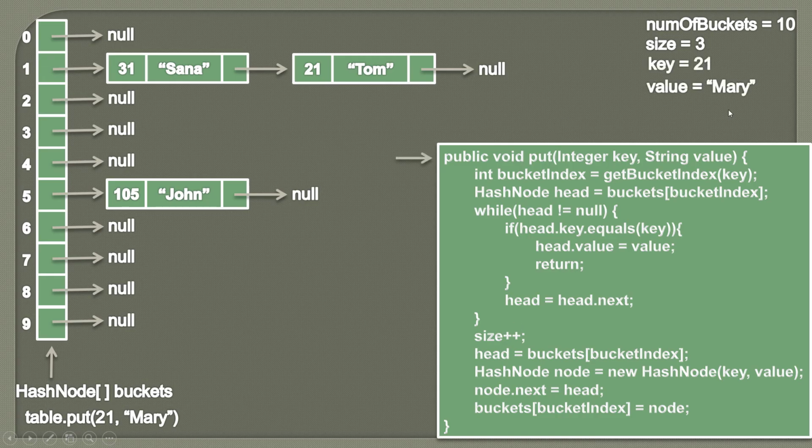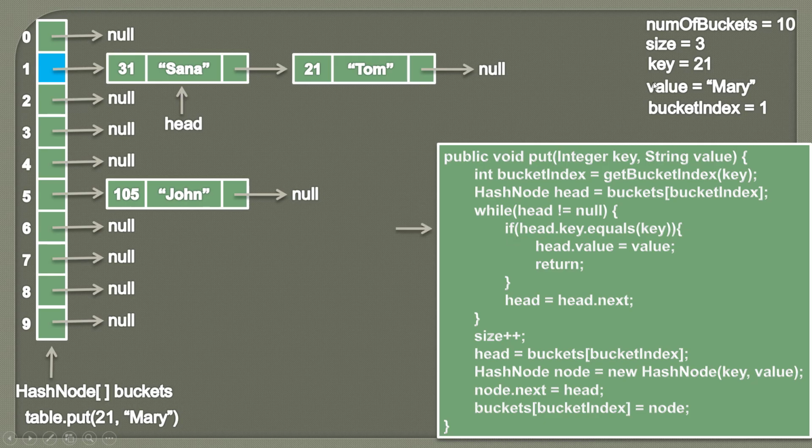Key is 21, value is Mary. The bucket index will come out to be 1 because 21 divided by 10 will give remainder as 1. So bucket index is 1. So we simply access the hash node at this bucket index, which would be nothing but our head. So head will point to this node. We check whether head is equal to null or not. So here you can see currently head is not equal to null.